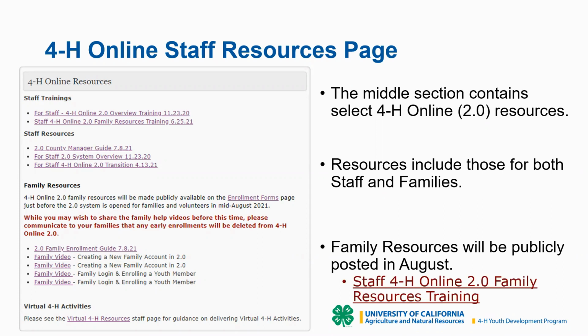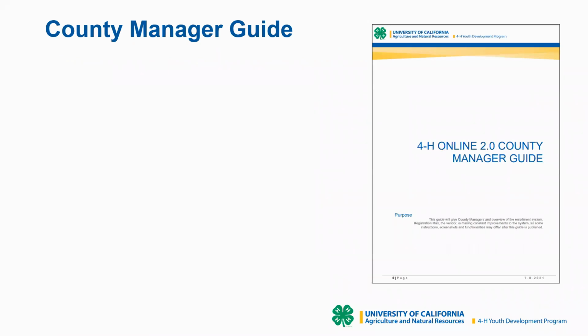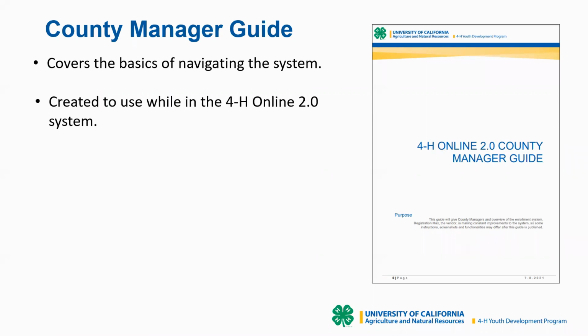Now that we have reviewed the 4-H Online staff resource page, let's take a look at the staff-related resources, including the County Manager Guide. The County Manager Guide is the primary roadmap to help staff navigate the basic processes in 4-H Online 2.0. It provides step-by-step instructions for navigation within the system and the staff-related side of the enrollment process. It was created to be used while in the 2.0 system.